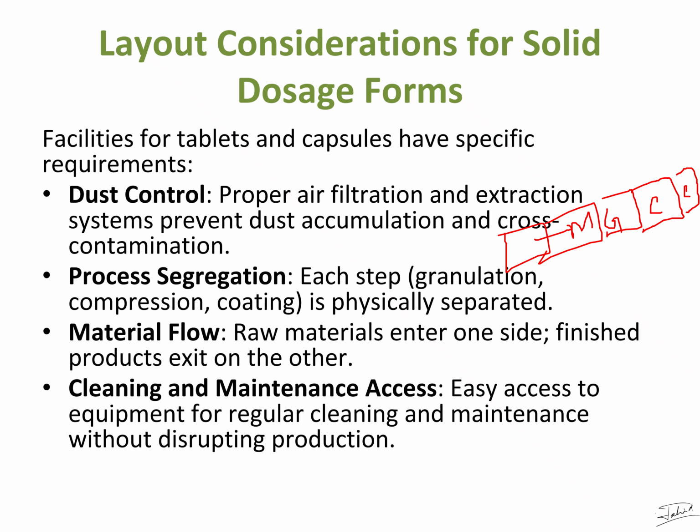Okay, just imagine if you enter the raw material here in this direction, and in the same pathway the finished product is also coming, then cross contamination may happen. So if raw materials are going in this direction, please make sure that finished product is coming out of this direction. Then cleaning and maintenance access: easy access to equipment for regular cleaning and maintenance. Cleaning is actually the most important thing for this reason we are undergoing this layout design.